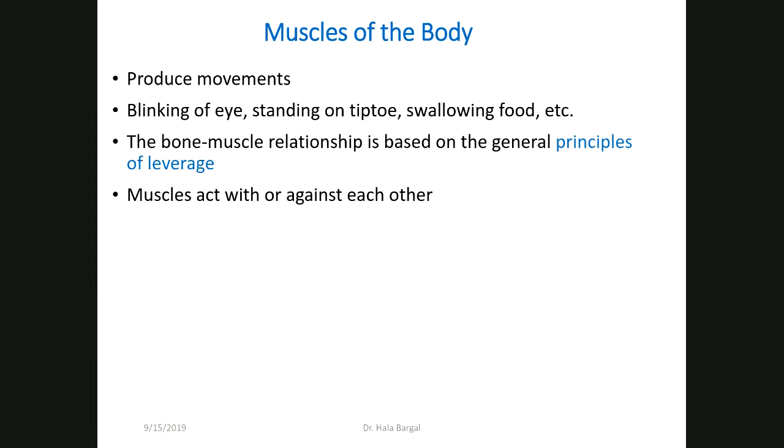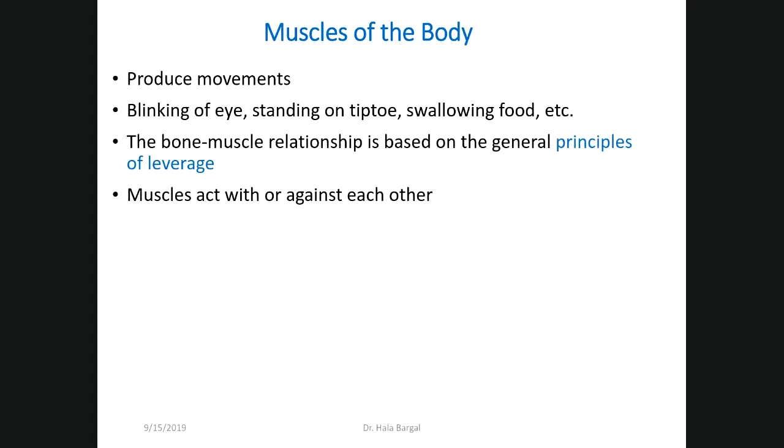We agreed that contraction of the muscles of the body leads to movement of the joints, right? The different muscles of the body produce different movements, such as blinking of the eye, standing on tiptoe, swallowing food. Every movement we are doing results from contraction of the muscle. The bone and muscle relationship is based on the general principle of leverage. You remember the leverage which we learned in secondary school.